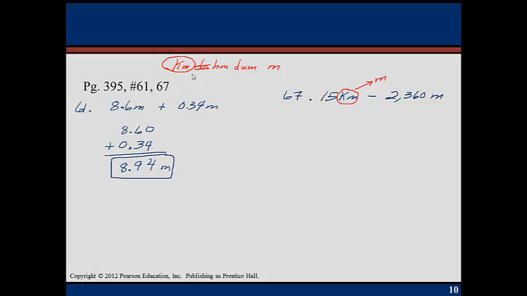So starting at kilometers, we're going to go 1, 2, 3. So 3 places to the right. So we have 15. There's your decimal. And we're going to go 1, 2, 3. So 15 kilometers is the same as saying 15,000 meters. So now we have 15,000 meters. And we're going to subtract our 2,360 meters. So underneath it, I'm going to write my minus 2,360 meters.